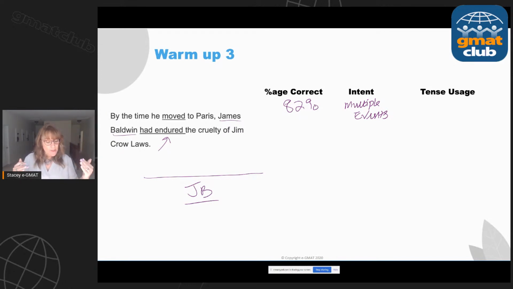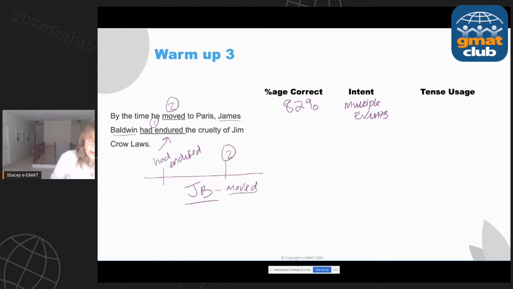By the time he moved to Paris, so, okay, I have a move to Paris. So James Baldwin moved. So sometime on this timeline, James Baldwin moved to Paris. He had endured the cruelty of Jim Crow laws. Okay, so "had endured". So this is telling me that this is the first event, and then he moved to Paris is the second event. Okay, so "had endured" would occur first on our timeline, and then the move to Paris would be the second event on the timeline, and that's a logical sequence. So the past perfect does work here.